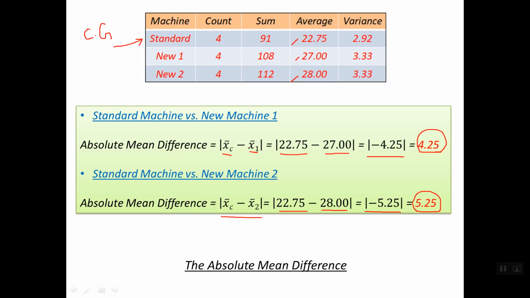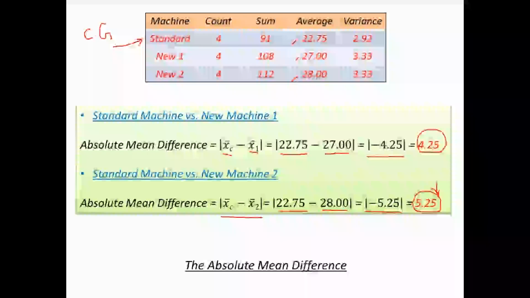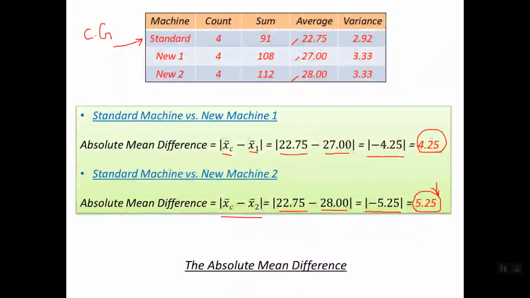While if the absolute difference here is less than the calculated value for the Dunnett test, we say that there is no significant difference between the two means, which means that the productivity for the control machine is the same as the productivity for the new machine number 1. Same for the second value, which is 5.25, the absolute difference between the standard machine and the new machine number 2. So this is the criteria for accepting or rejecting the null hypothesis.